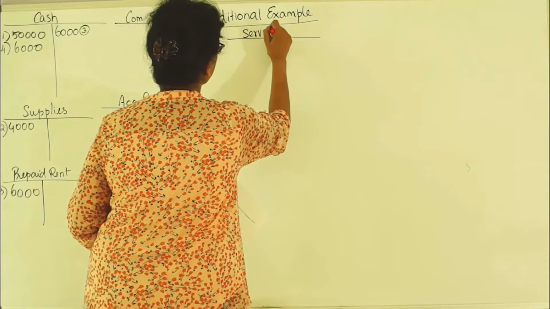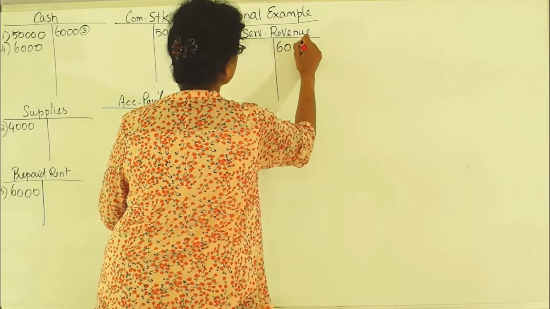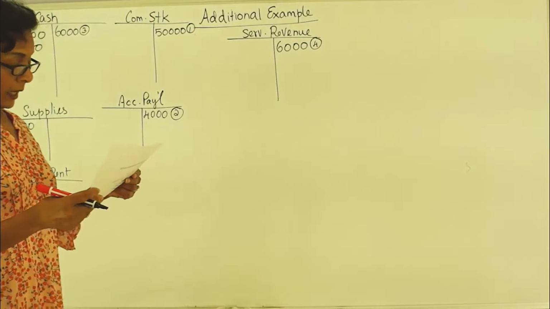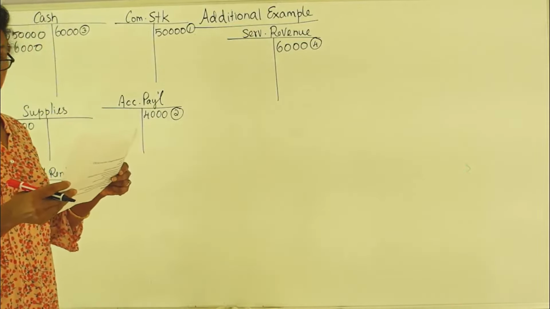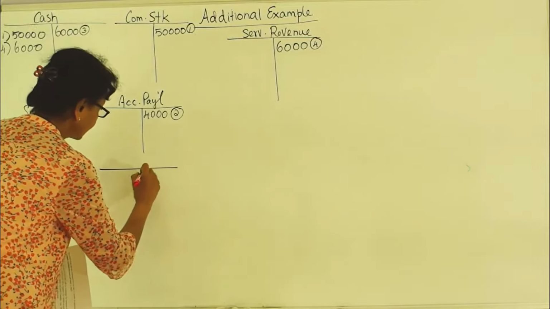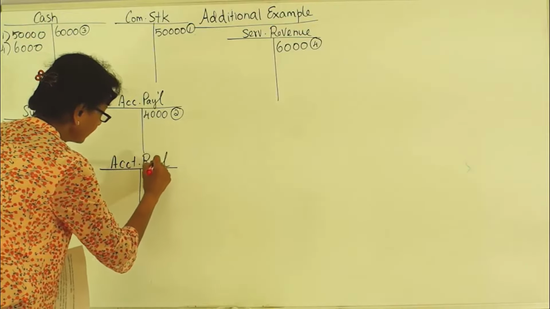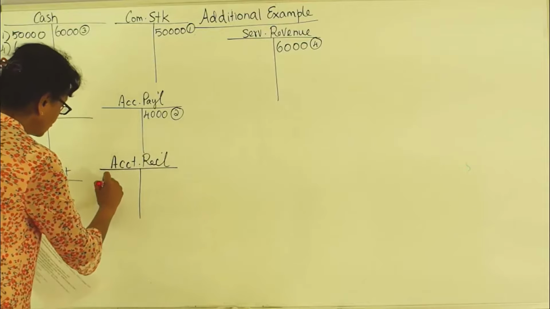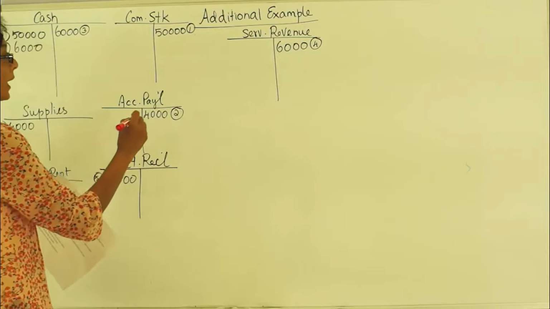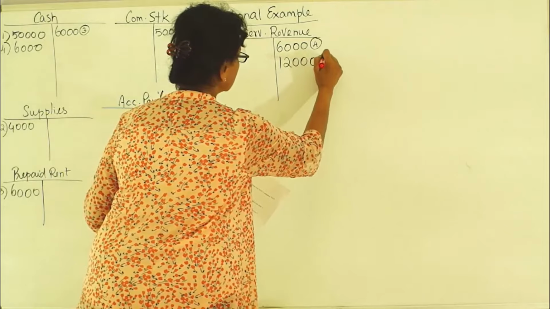service revenue for $6,000. Number 5, provided services to another client for $12,000 on credit. So here you will debit accounts receivable for $12,000. This is transaction number 5 and you will credit service revenue for $12,000.